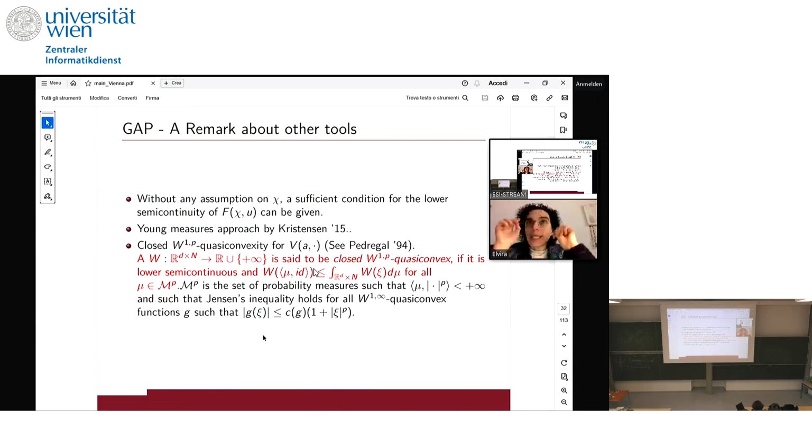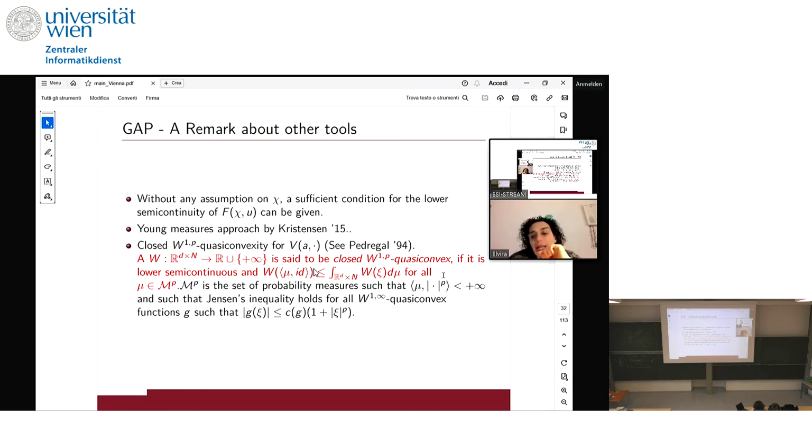Let me say that without being so precise, so without these restrictions on chi, other tools can be used, for instance, those introduced by Christensen, who was making use of the so-called closed W1P quasi-convexity, a notion introduced by Pedregal, namely saying that for functions that may even take the value plus infinity, the Jensen's inequality with respect to homogeneous W1P gradient Young measures is satisfied, this inequality in red. Then for this class, clearly one has lower semicontinuity of the original functional.